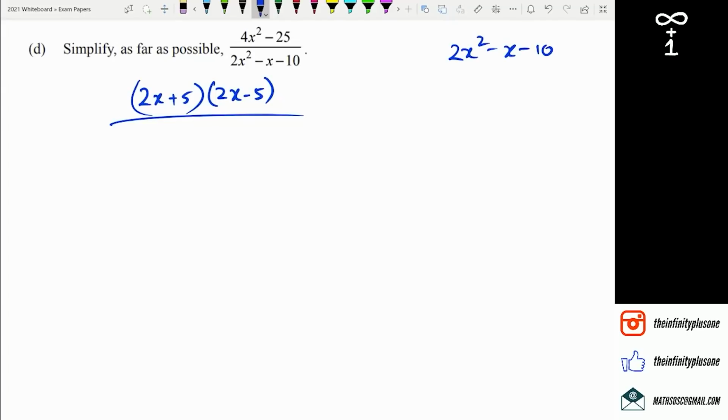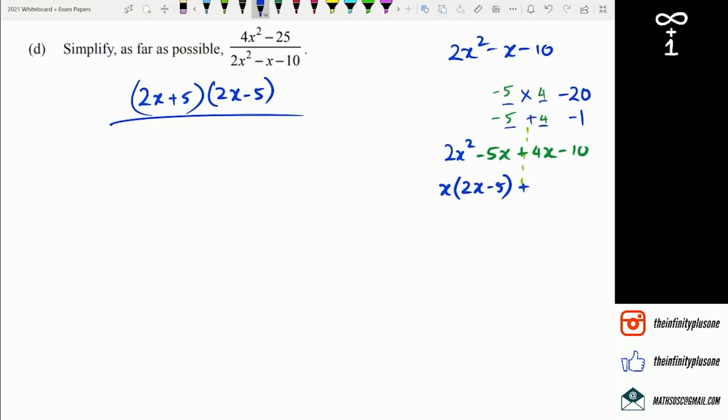Okay, so we're going to take the 2 and negative 10, multiply together to get negative 20. So we're looking for 2 numbers that multiply to negative 20 and add up to negative 1. What we've got is negative 5 and positive 4. So we're going to get 2x squared minus 5x plus 4x minus 10. Factorize this, so split them up. We've got x times 2x minus 5, plus 2 times 2x minus 5 again. And we can see that this is x plus 2 multiplied by 2x minus 5.